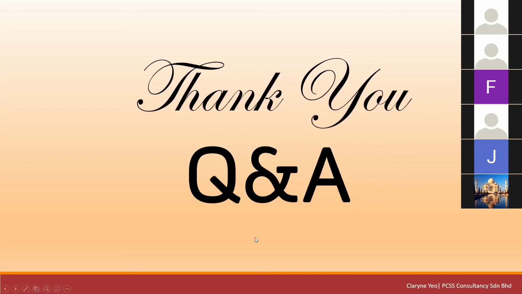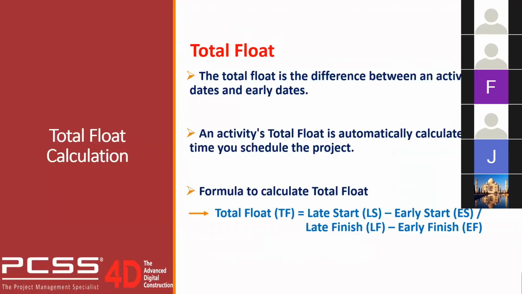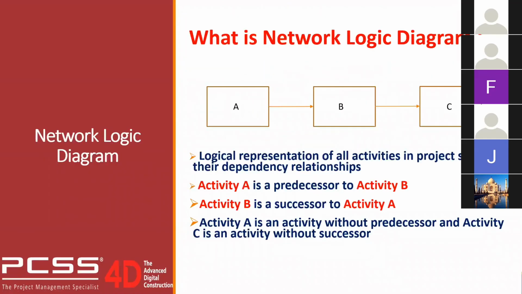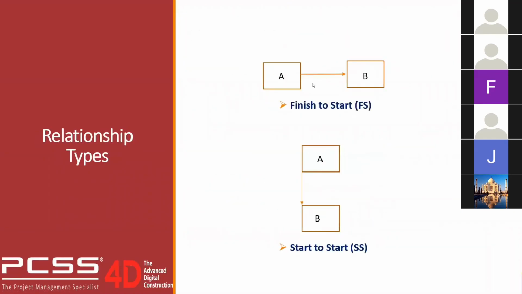Okay. Yeah, this one. So in Primavera P6, by default, the relationship is set to finish to start every time you link between two activities. So for finish to start here, let's say you link it like this. Activity B can only start when activity A has been completed.